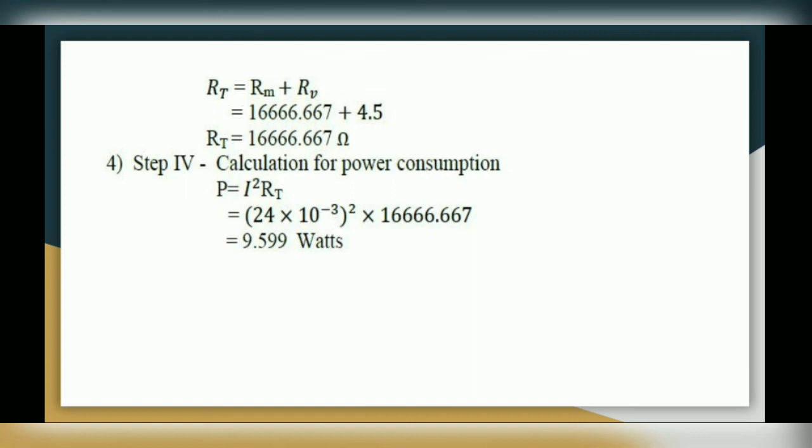Rt. So the value for I is 24 milliampere. So write it as 24 into 10 raised to minus 3, bracket square, into total resistance, which we calculated as 16,666.667. So multiply them, and you get the value of power consumption as 9.599 watts. So this is the final answer for power consumption, 9.599 watts.